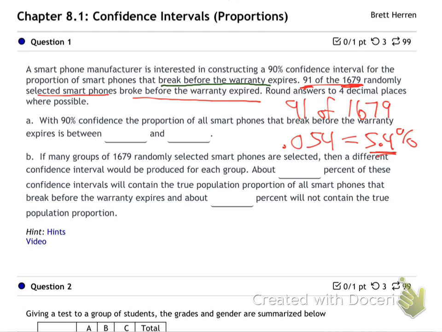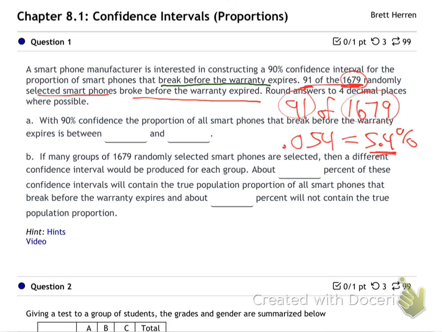This is how businesses would use statistics to calculate where they want to set warranties. But here's the problem. Maybe those were a weird 91 out of 1679. Maybe the sample was weird. Maybe luck got in there. Maybe those were people that were very abusive on their cell phones. I've seen people like that, my son throwing it around all the time.